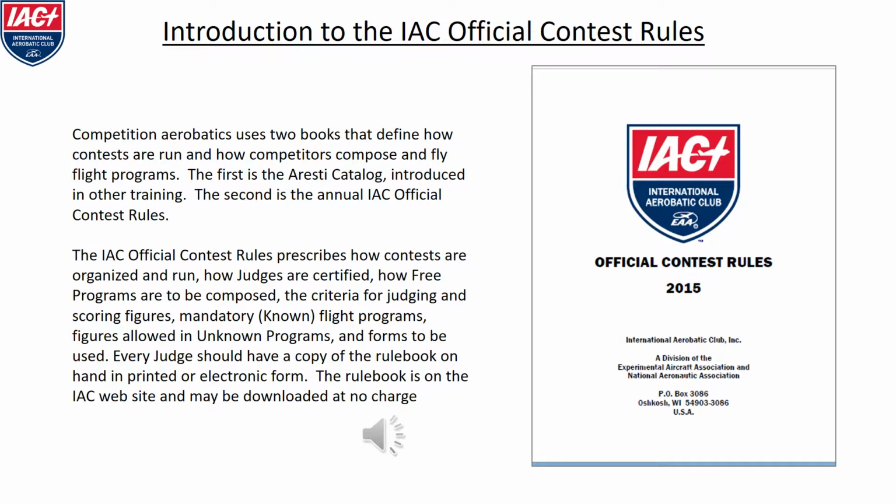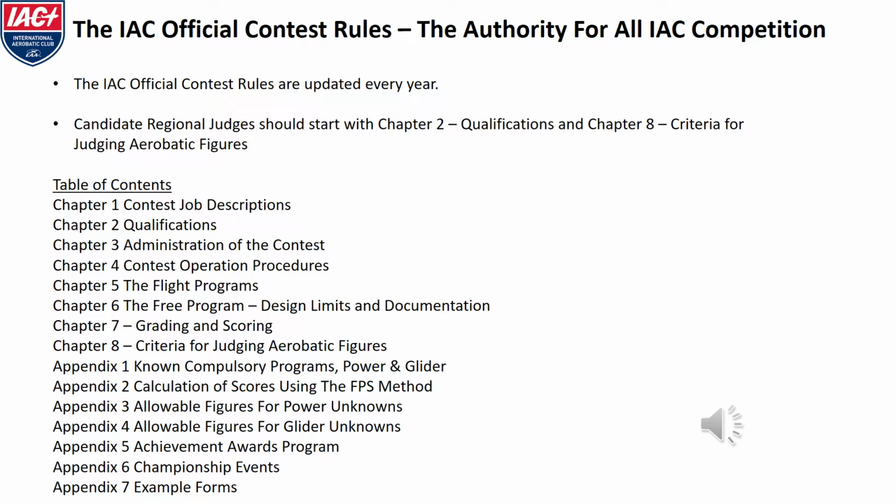Every judge should have a copy of the rulebook on hand in printed or electronic form. You can download it from the IAC website and there is no charge. The official contest rules are updated every year. Candidate regional judges should start with Chapter 2, Qualifications, and Chapter 8, Criteria for Judging Aerobatic Figures.